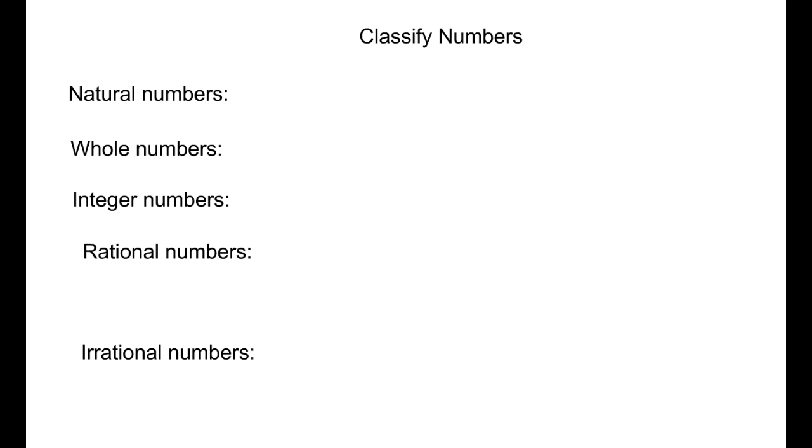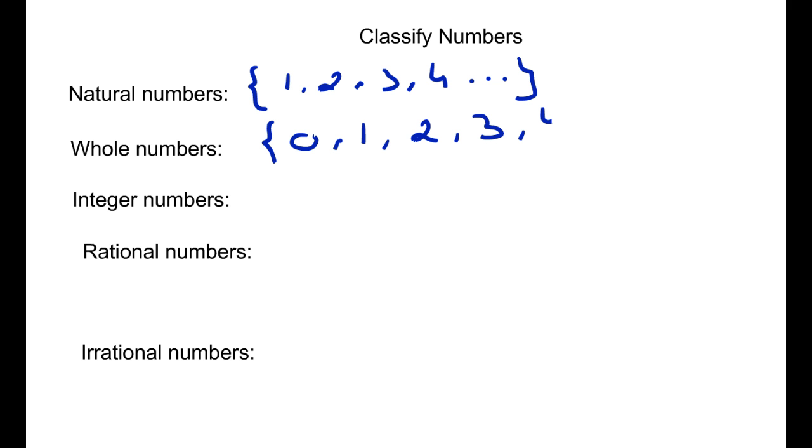So here we have 1, 2, 3, 4, and so on and so forth. The three dots mean all the way to positive infinity. Then we have whole numbers. Whole numbers means we add 0 to the natural numbers. So we have 0, 1, 2, 3, 4, and so on and so forth. Okay?